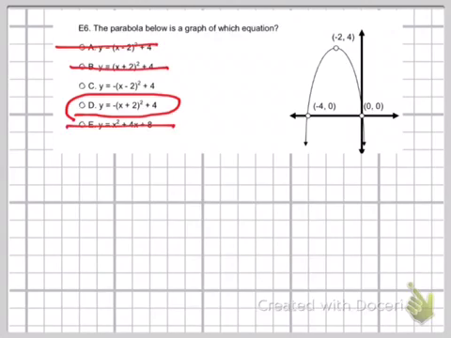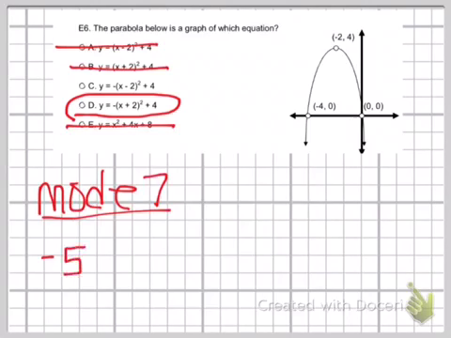What I would do is use my calculator, and I would use mode 7. And I would make sure that I start and stop at positive 5 and negative 5. I would start at negative 5 and I'd end at 5. And see which one of those gives me the coordinates that would be on this graph in your table.